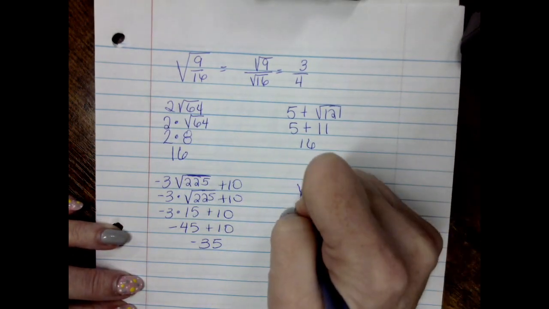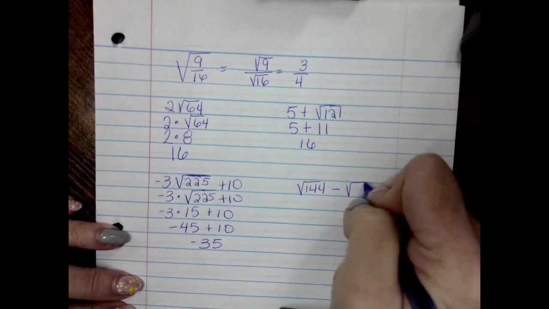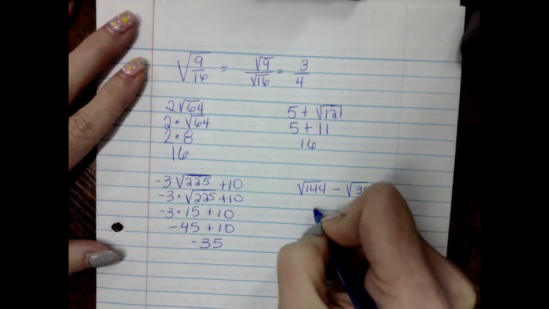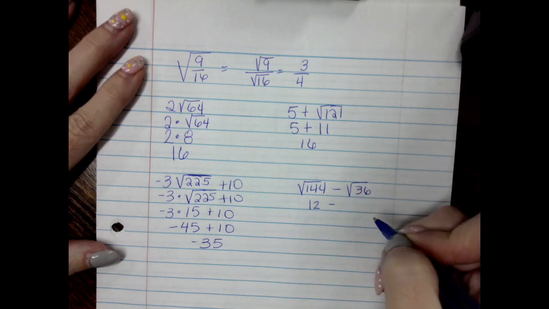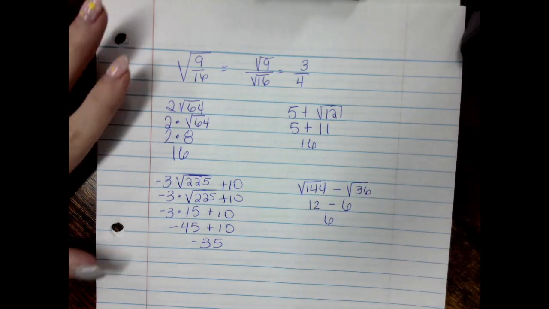Okay, one more like this. Square root of 144 minus the square root of 36. Find your square roots first. Square root of 144 is 12. Square root of 36 is 6. 12 minus 6 is 6.